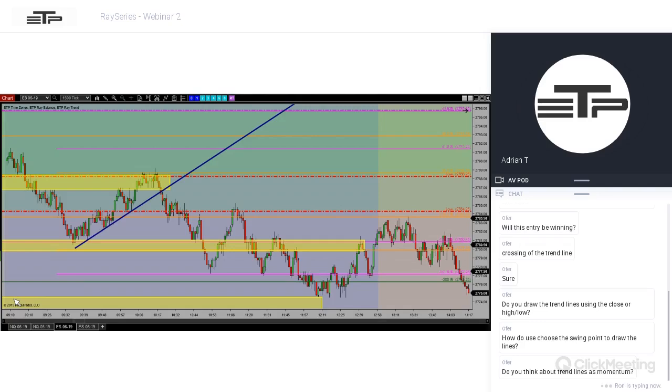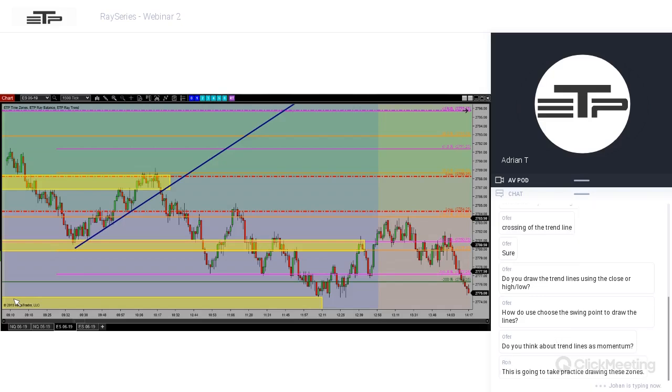Do I think about trend lines as momentum? Can you? I'm going to say no, but can you explain that? Can you try to explain that a little bit more?